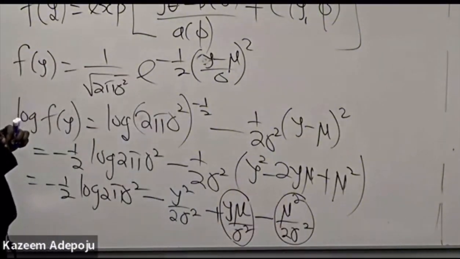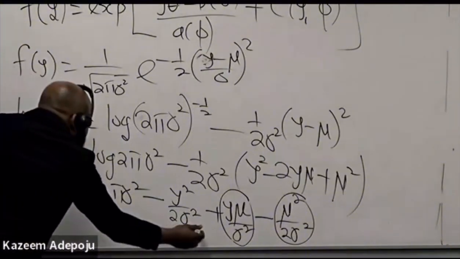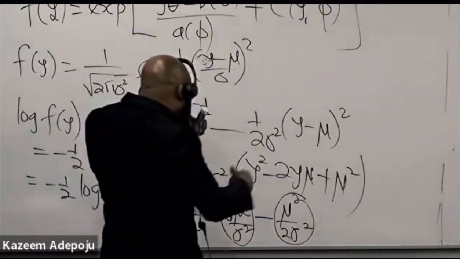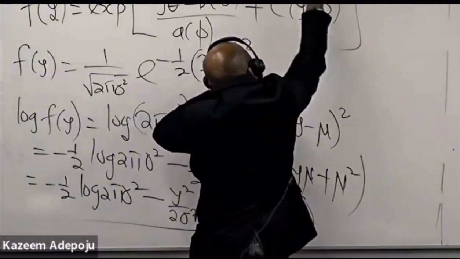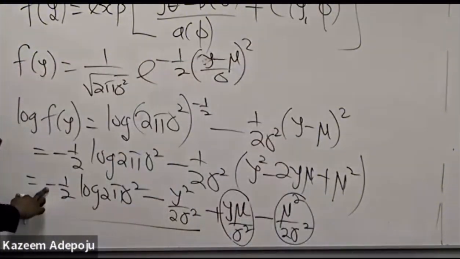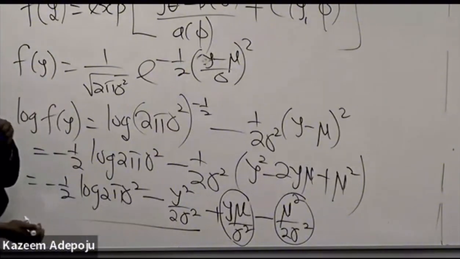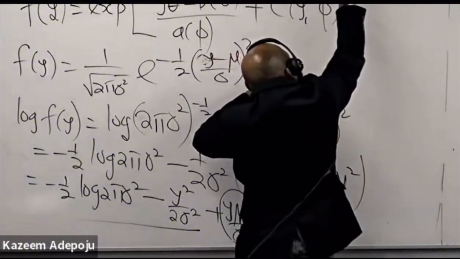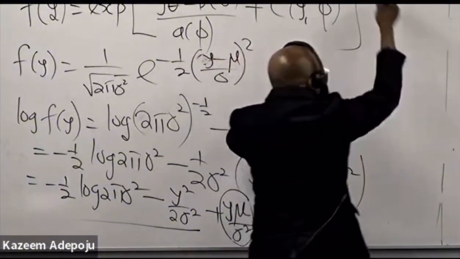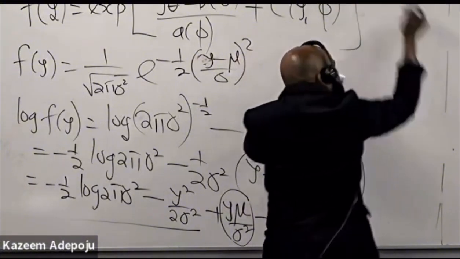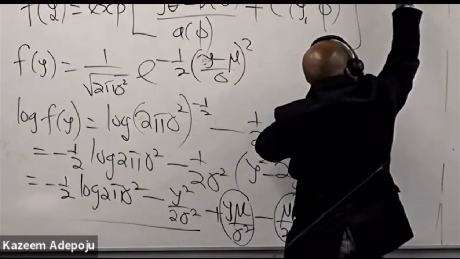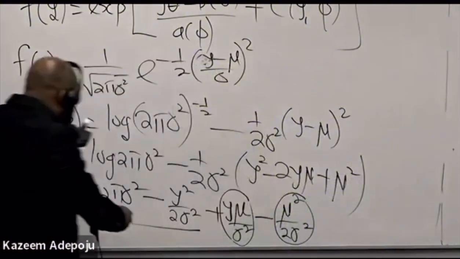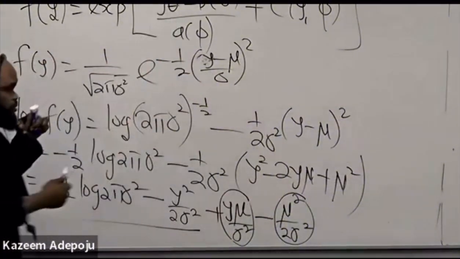Now, the rest, if you take a look at this, I can actually rewrite that as negative half, because here there's negative half, here there's also negative half. So I can have negative half y squared over sigma squared, plus log 2 pi sigma squared. So take a look at that, this and that.